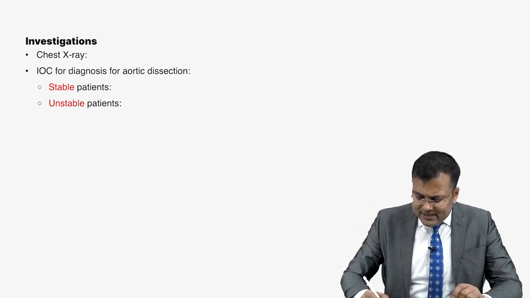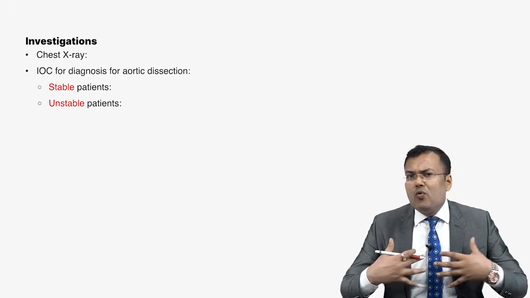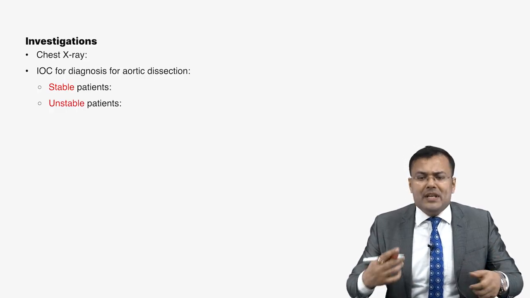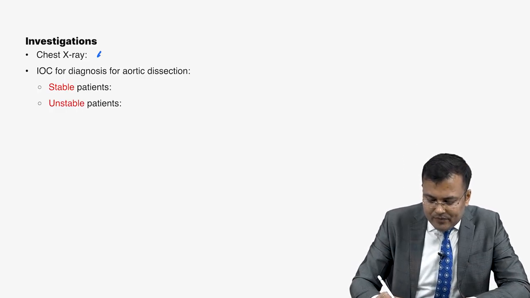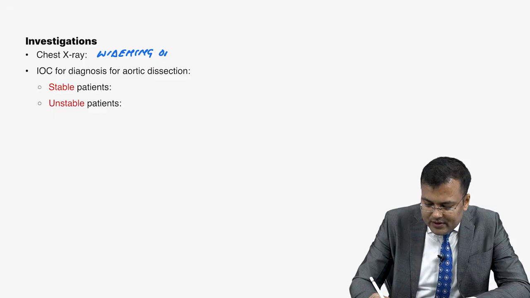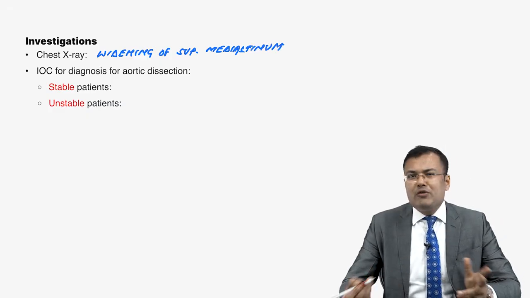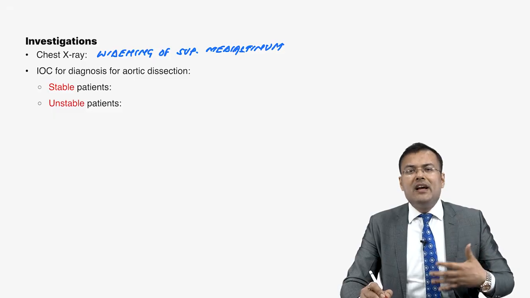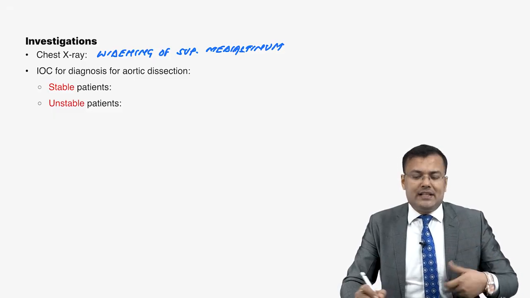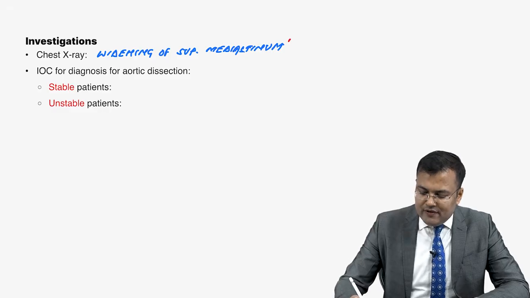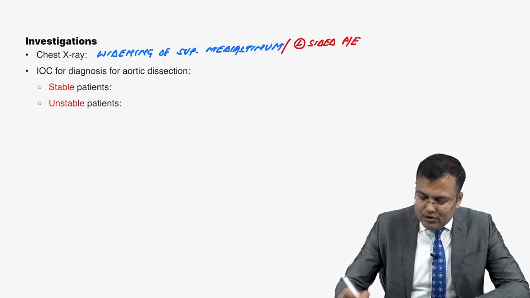Next, if you go for chest x-ray, what are you going to find? Widening of the superior mediastinum. Second, these patients have pleural effusion. On which side? Obviously, the aorta is located on the left side of the chest, so you are going to find left-sided pleural effusion.